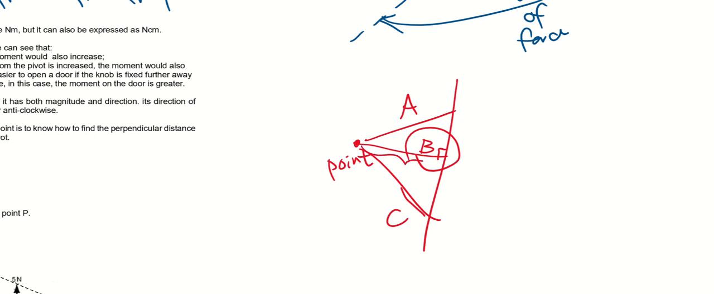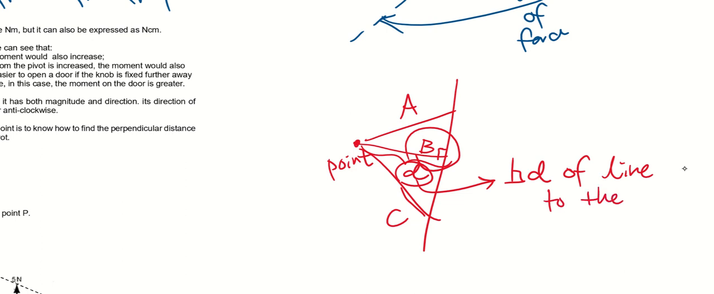So this distance D is the perpendicular distance from the line to the fixed point. I say again, this perpendicular distance is from the line to the fixed point. And you would have noticed that line B, or this distance D, is actually the shortest distance. Let me do another example. I use this fixed point, and I have another line here.